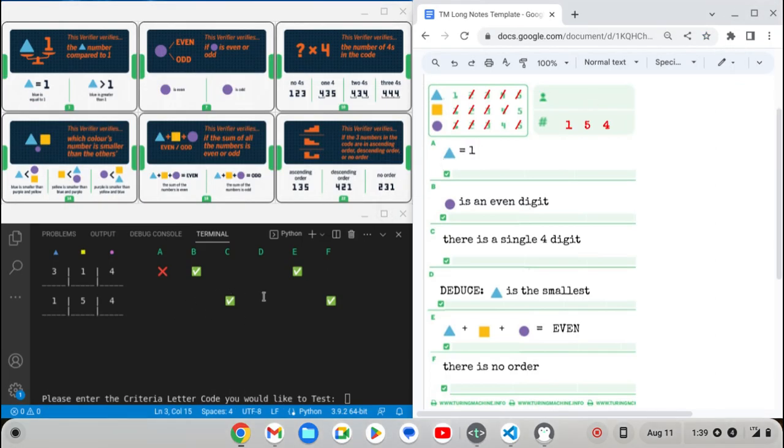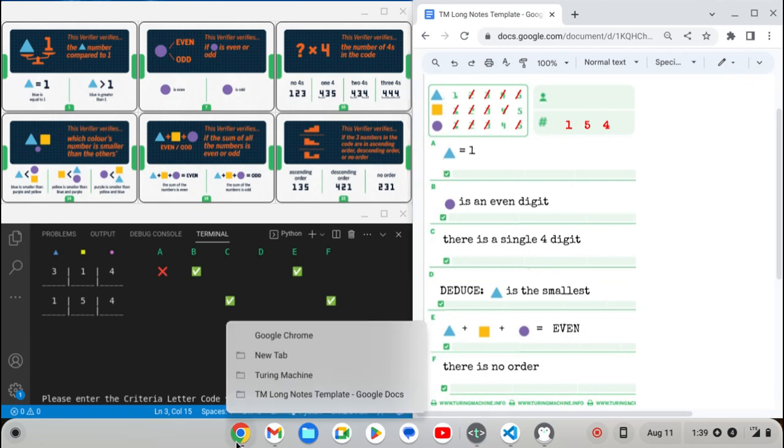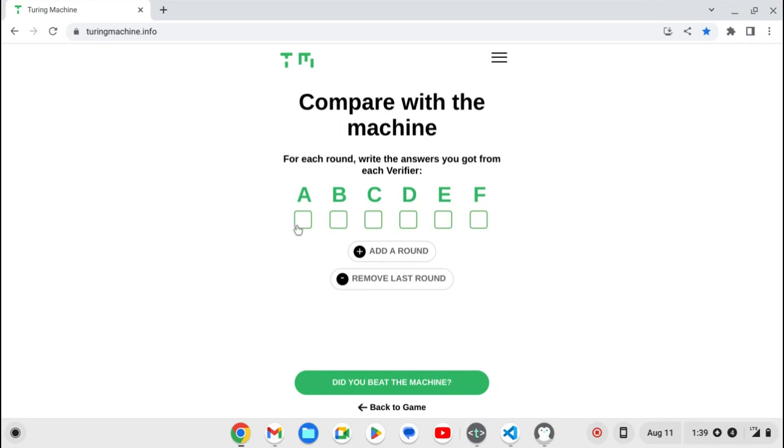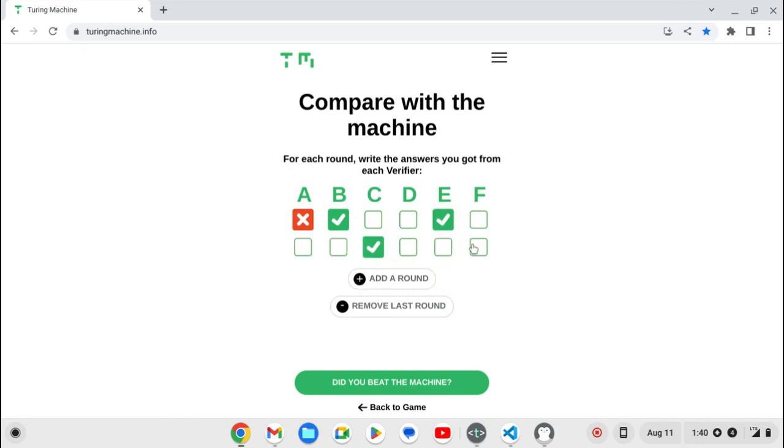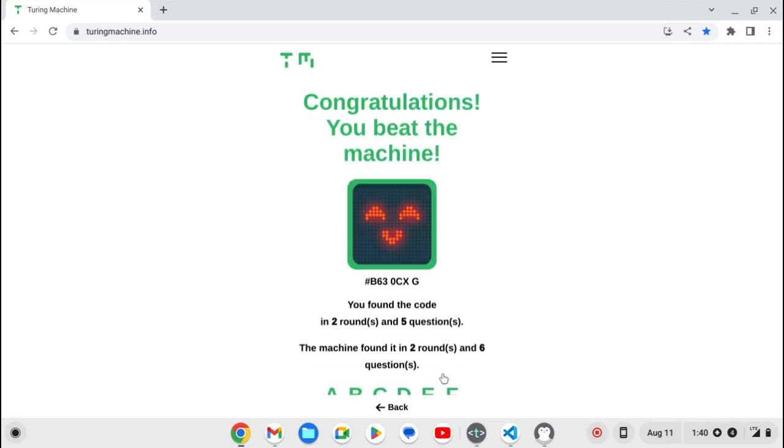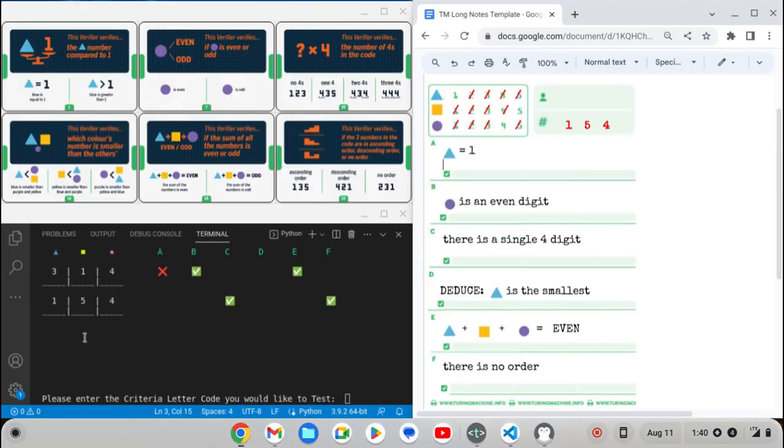The fact that we did one less question than there are criteria cards is also often a good indication that yes, we did beat the Turing Machine. So let's see, we did A, B, E, and then C, F. So A, B, E in the first round, and then C, F in the second. And yeah, so we beat it by 1 question, which is what we sort of figured since we did have 6 criteria cards. Well, I think it was a good puzzle.